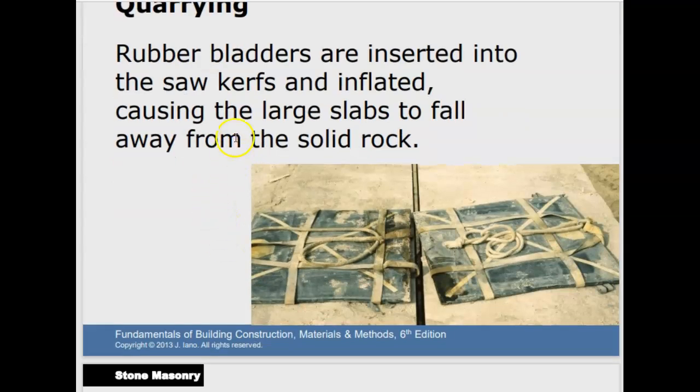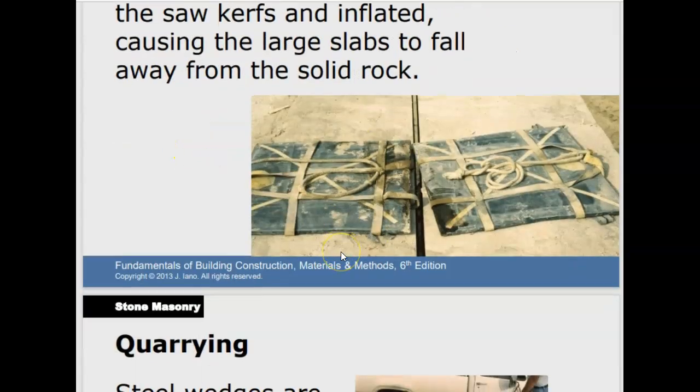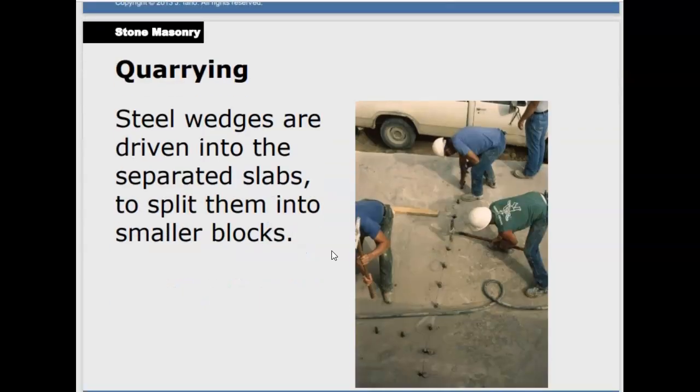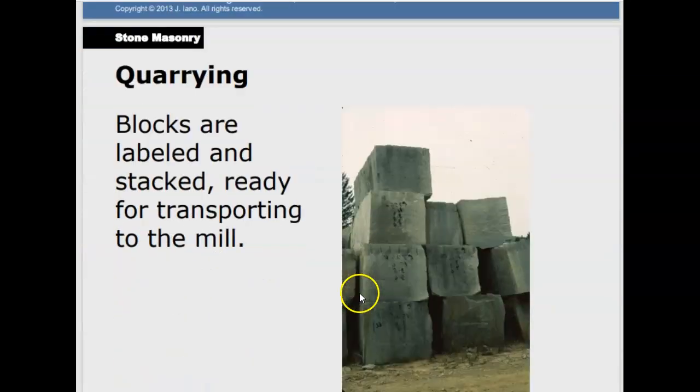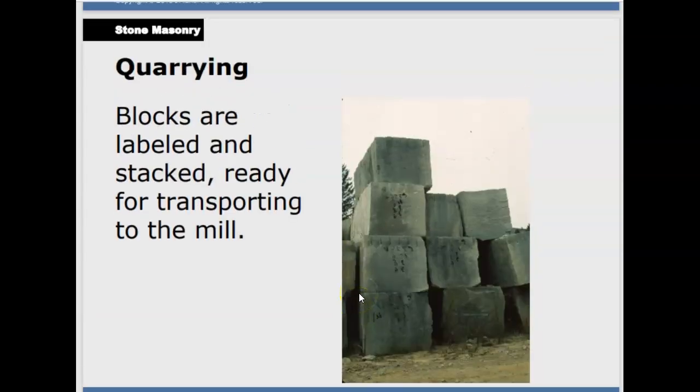Quarrying. Rubber bladders are inserted into the saw kerfs and inflated, causing the large slabs to fall away from the rock. Nicely cut, too. If you've ever worked with a glass cutter and you score it, it's something like this. Because the stone is so hard, it can fracture, and they're depending on this fracturing to be a way of cutting the stone. Steel wedges are driven into the slabs to separate and split them into smaller blocks. And this is how they also dig tunnels, or at least in the older style of digging tunnels. So if you go up near Pittsburgh or along the Appalachians, you can actually find tunnels where you can see where the pins were inserted and how they removed rock. But you do get these nice shaped blocks, and they're stacked and ready for transporting to the mill.